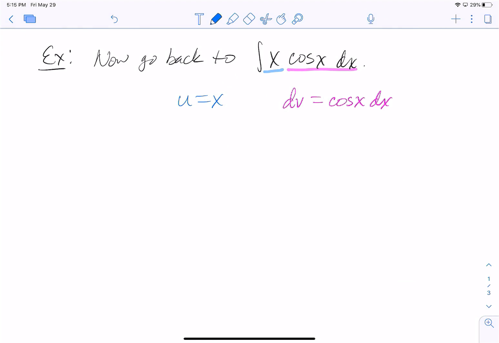If u is equal to x, then du is equal to dx. For the dv portion, if dv is identified as the cosine of x dx, then it follows that v is equal to the sine of x. Now, just as a reminder, the formula is the integral of u dv is equal to u times v minus the integral of v du.